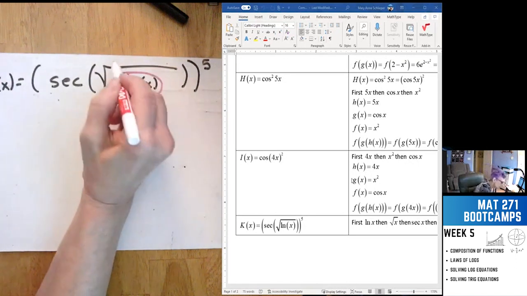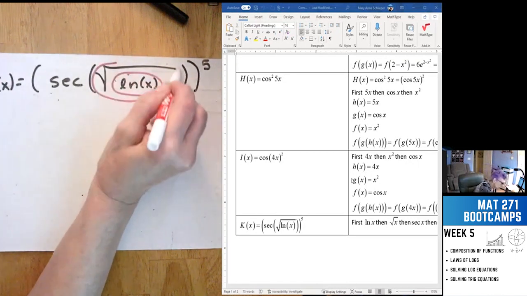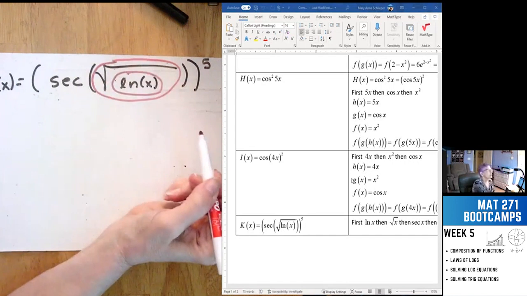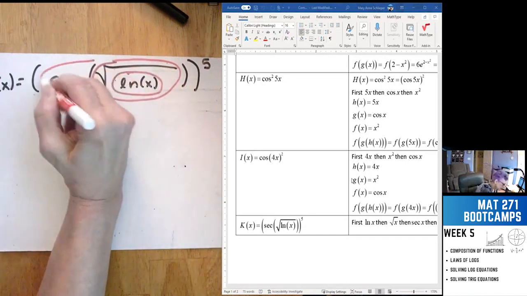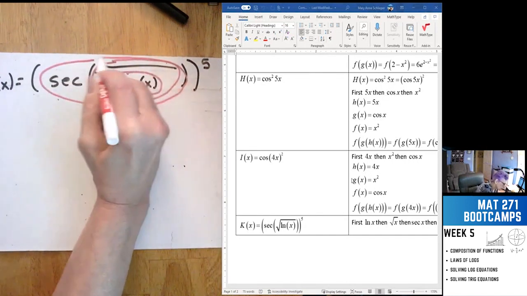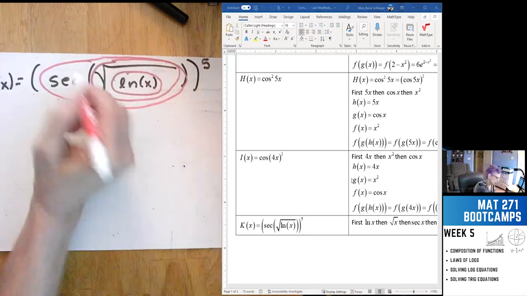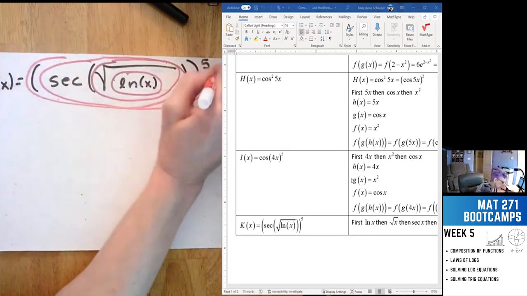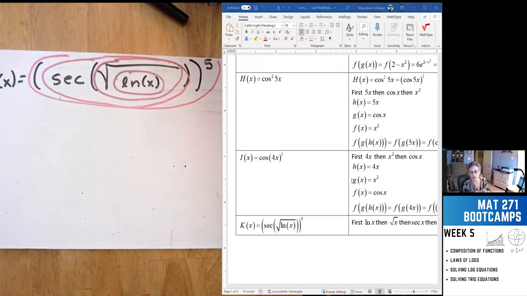Natural log is the first thing that happens. Then the square root happens. Then the secant happens. Then the 5th power happens.